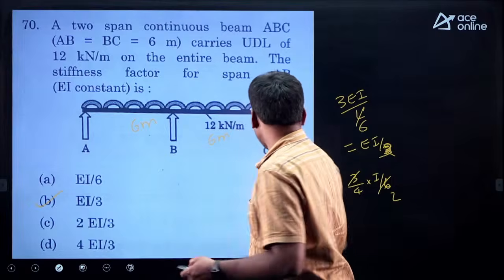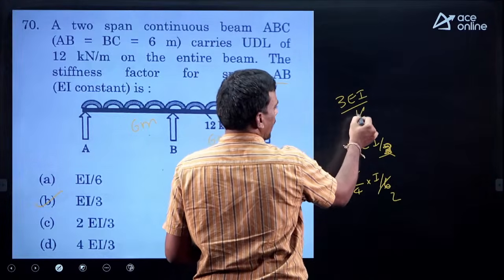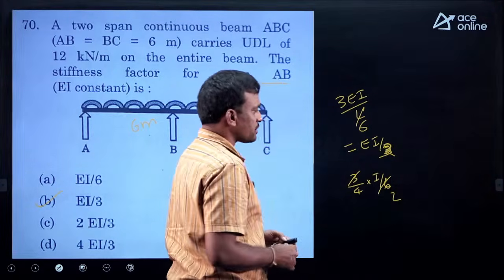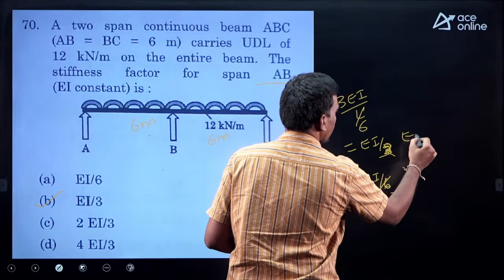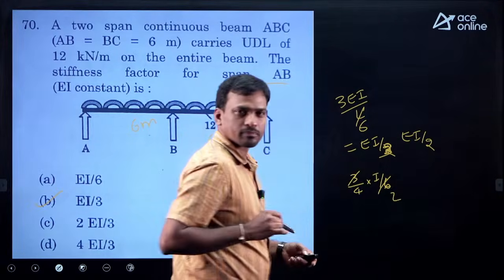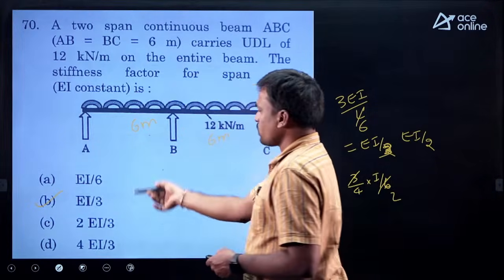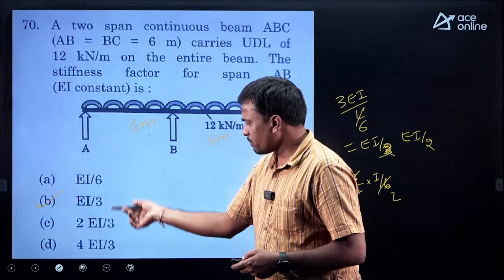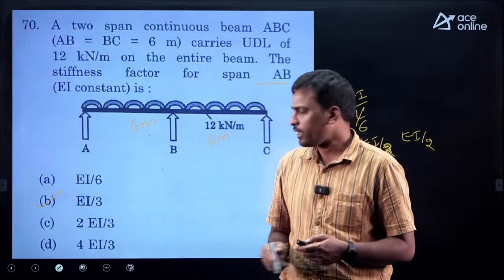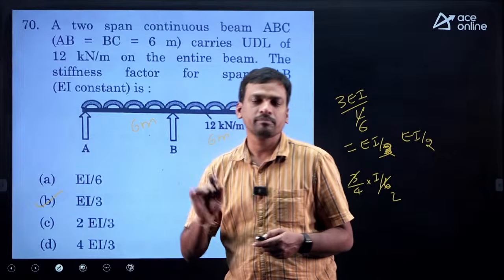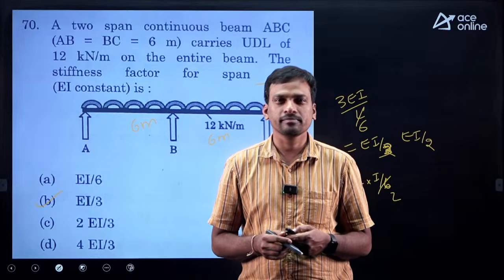Students, here given 3EI by L, right. So the span is given 6 meter, then this is EI by 2 actually. But there is no such option here, maybe some printing mistake. So it is not option B. Thank you.